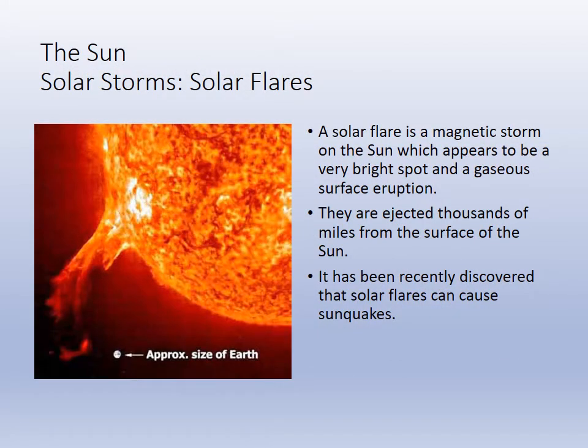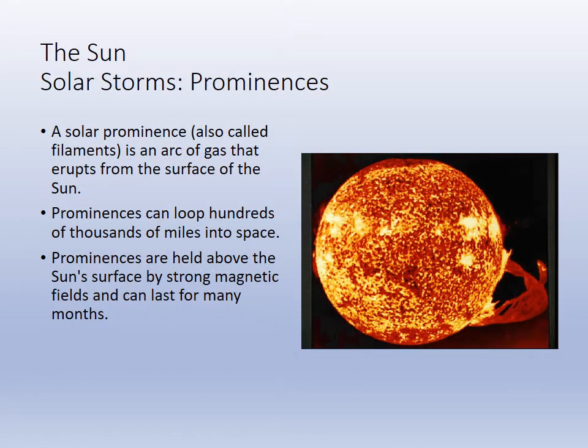The sun has many storms. Prominences are big eruptions. You can see this one is a solar flare shooting from the sun, even larger than the Earth. Prominences are solar flares that curl back into the sun because of the magnetic fields.